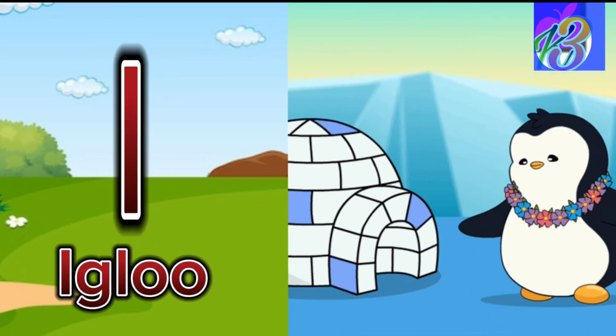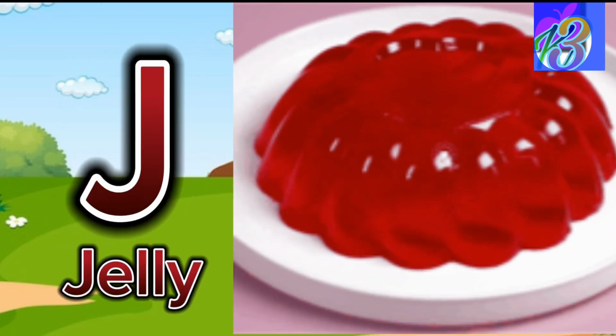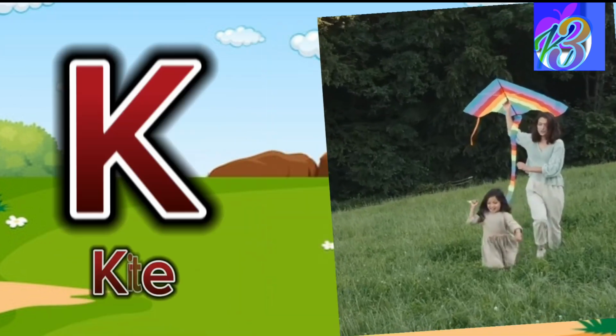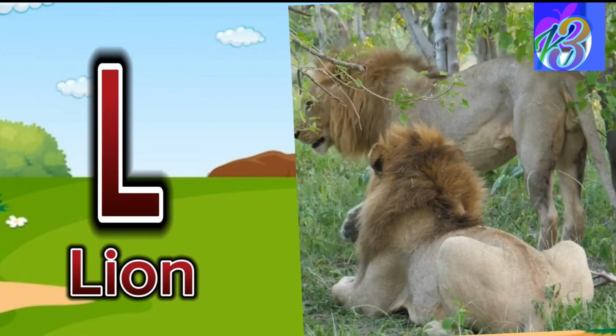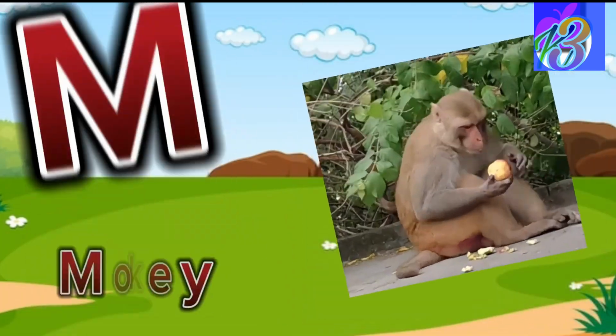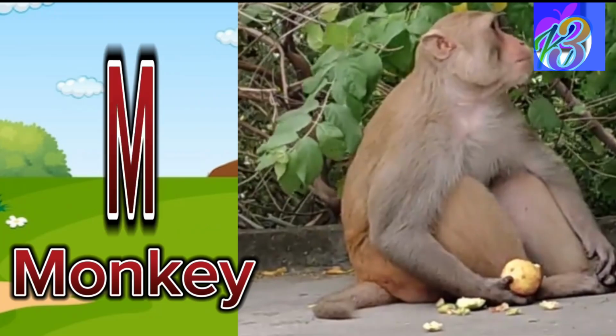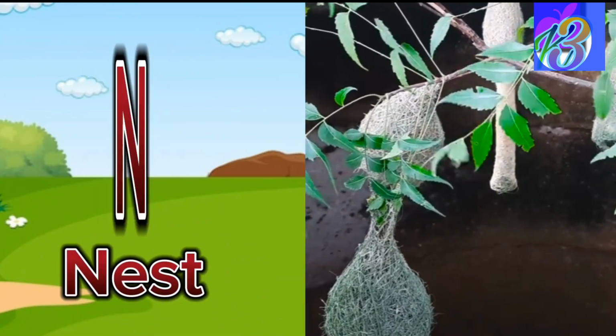I is for igloo, cozy and round. J is for jelly, sweet and profound. K is for kite, flying high in the sky. L is for lion with a mighty roar and cry. M is for monkey, swinging in the trees. N is for nest, swaying in the breeze.